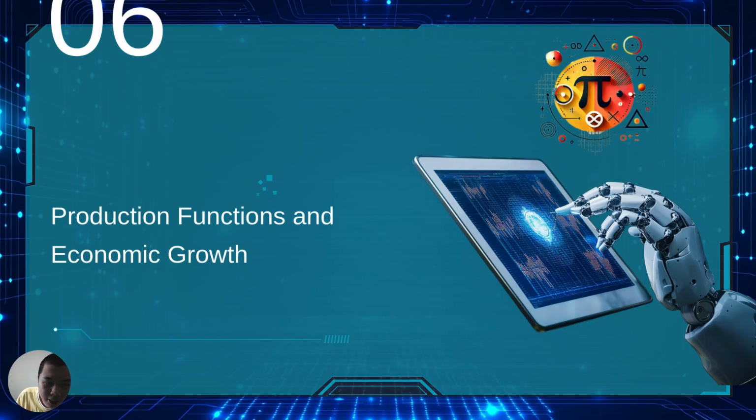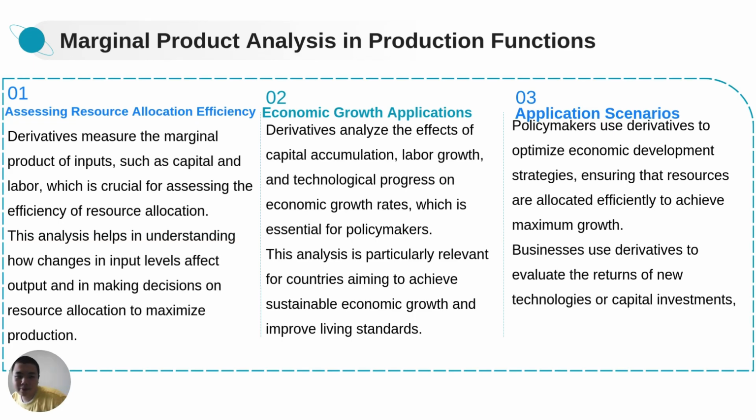Okay, the sixth part, we want to discuss production function and economic growth. Some marginal product analysis in production functions. First, assessing resource allocation efficiency. Second, economic growth applications. Third, applications.